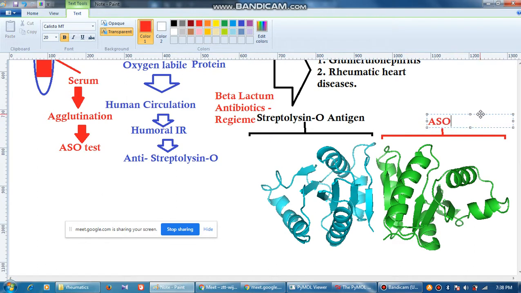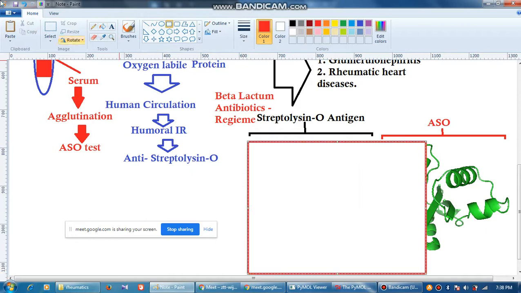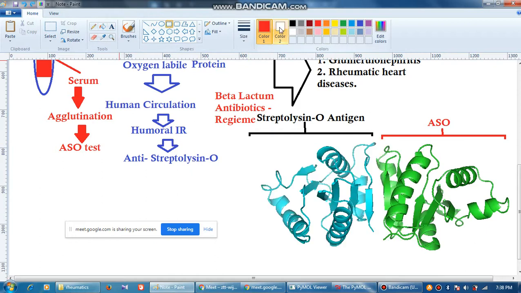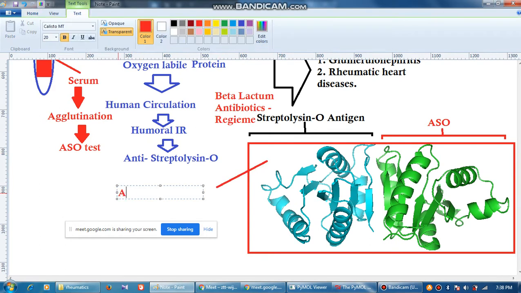Now, who can tell me what the whole thing is known as? This whole complex, what will be its name? Here is the antigen, here is the antibody. So the whole thing is known as what? Antigen antibody complex. Okay, so what is known as antigen antibody complex?